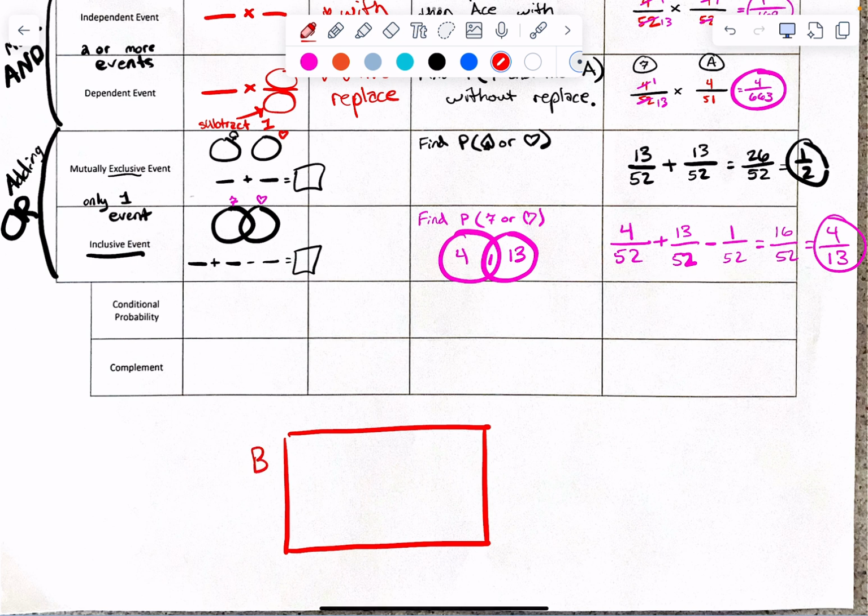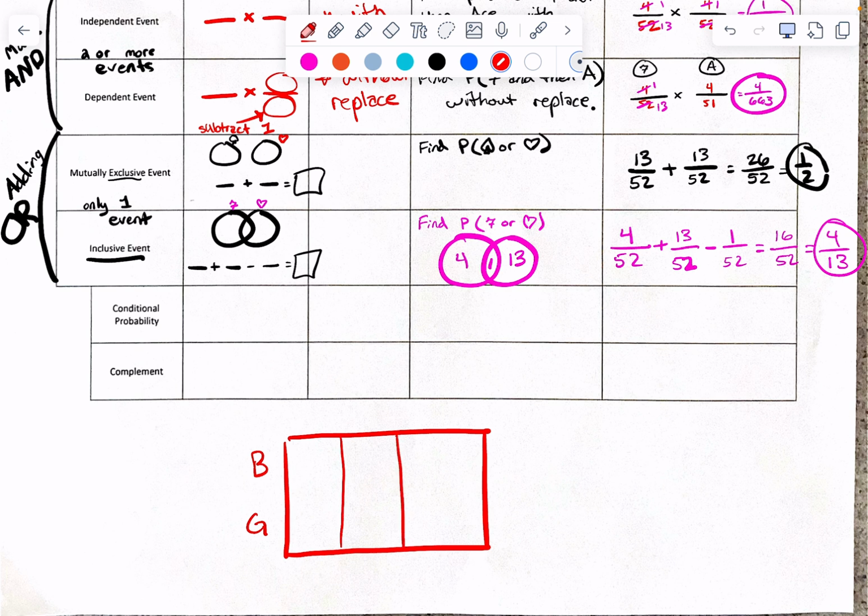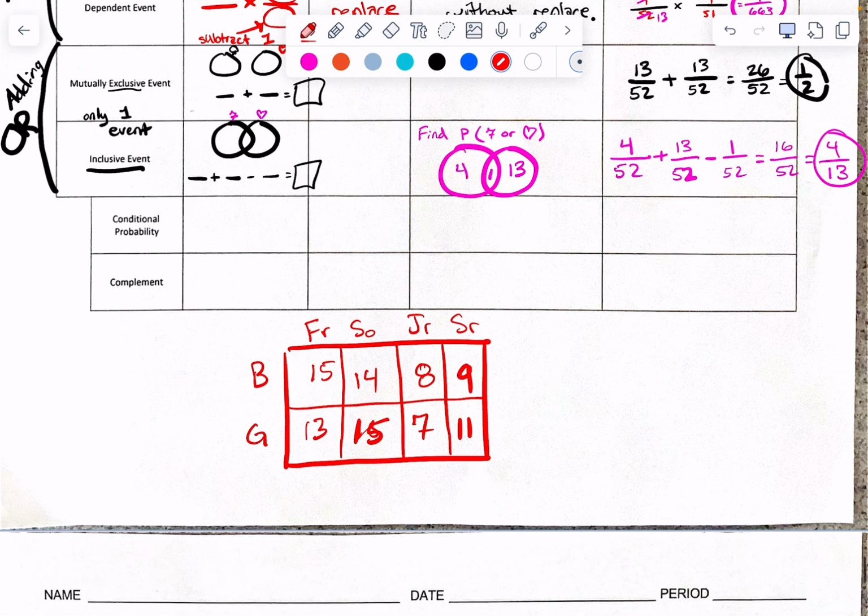We have boys and we have girls. Who shall we do? Freshman, sophomore, junior, senior. According to this list, freshmen there are 15 and 13. Sophomores, there are 14 and 15. Juniors, there are 8 and 7. Somebody told me this senior list is not right. It says 9 and 11, but they said that there's only 9 girls now in the senior class because Mary left and Olivia's gone.